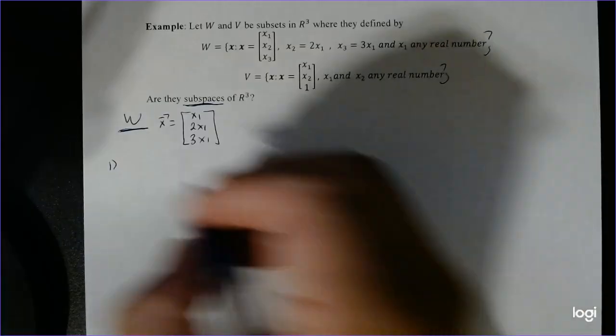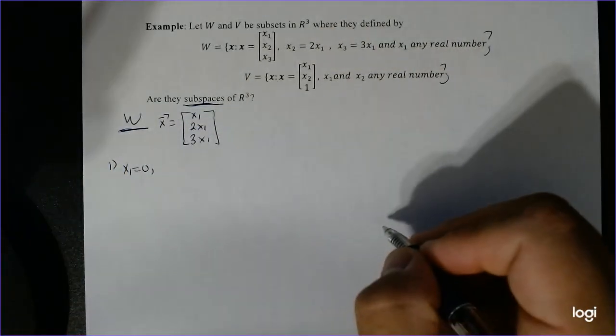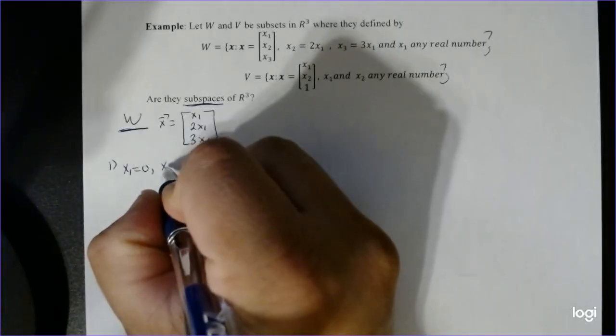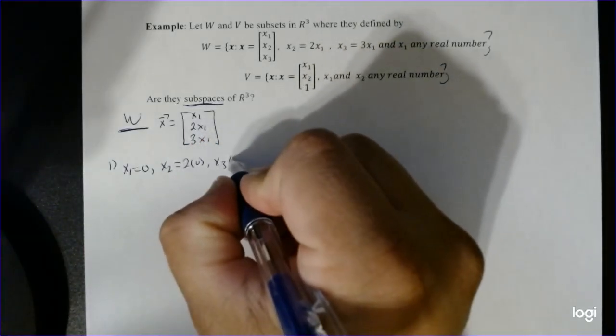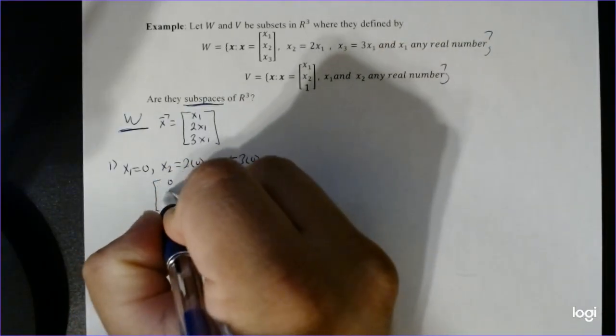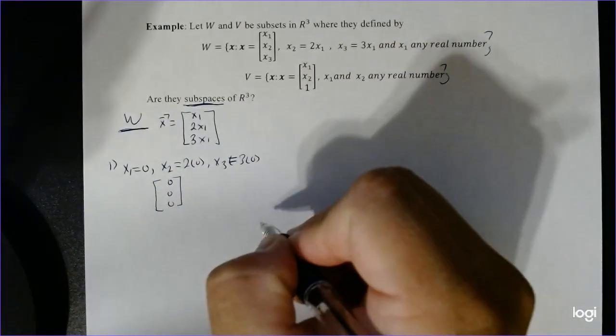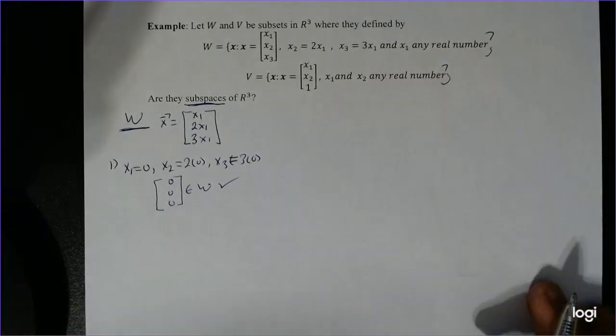Okay, so let's say x1 equals 0. Well, if that's the case, that means x2 is going to be 2 times 0, and x3 will be 3 times 0, which gives me the vector 0, 0, 0, which follows the same process, so it's contained in W. Check. That works.